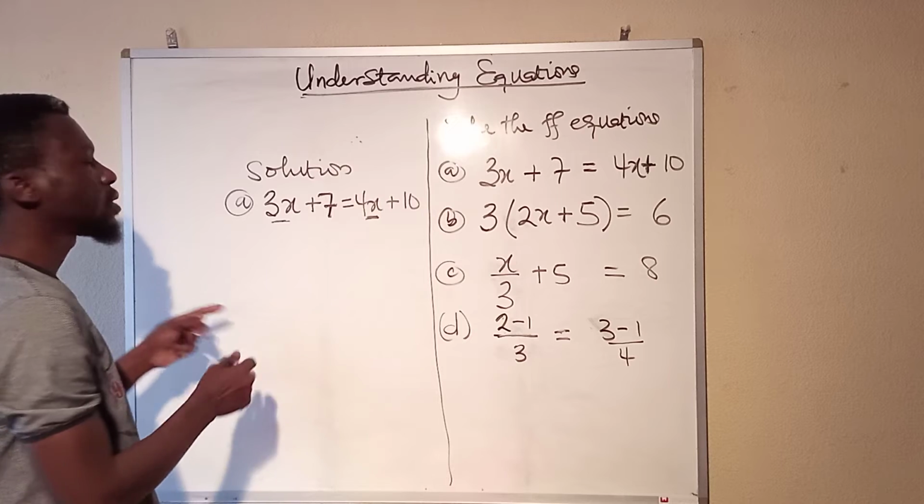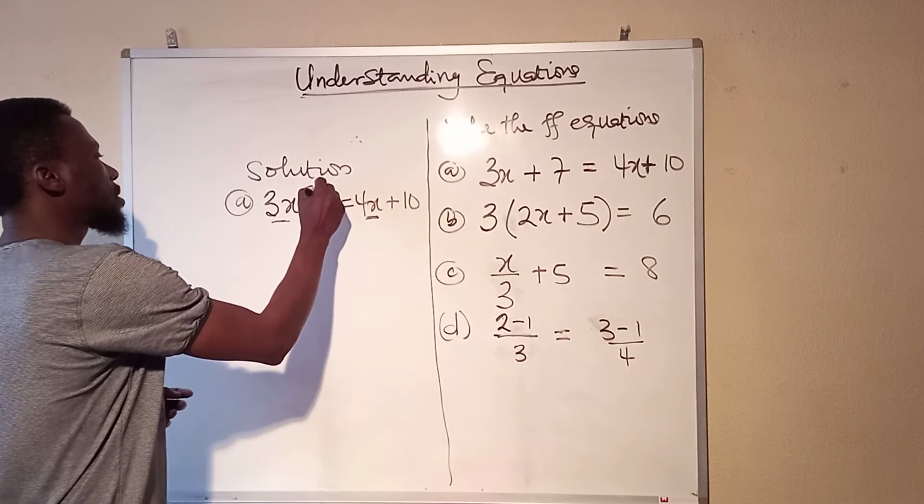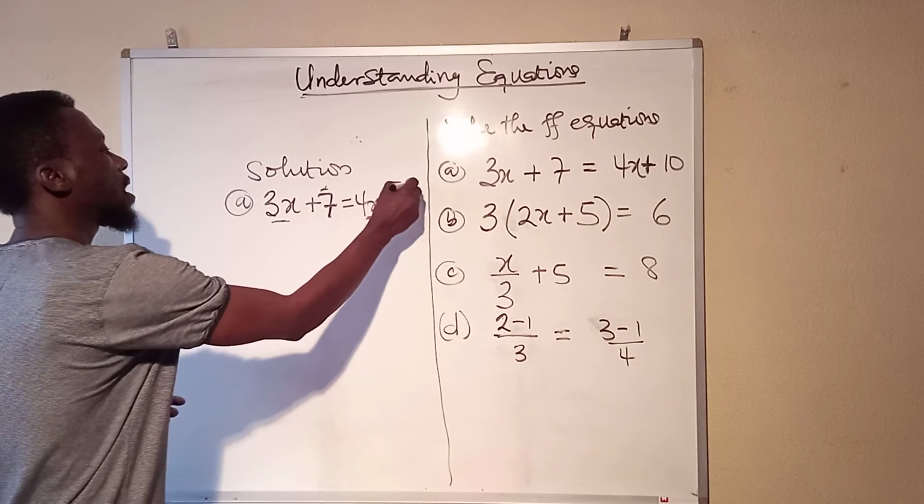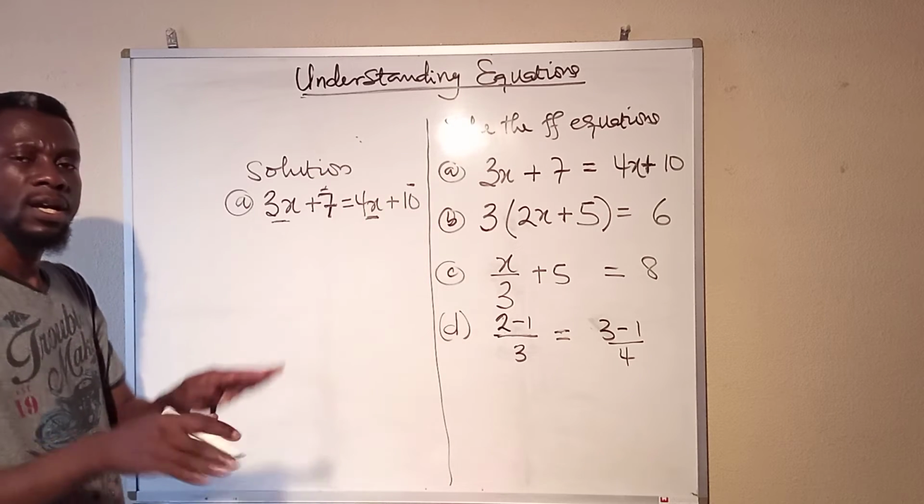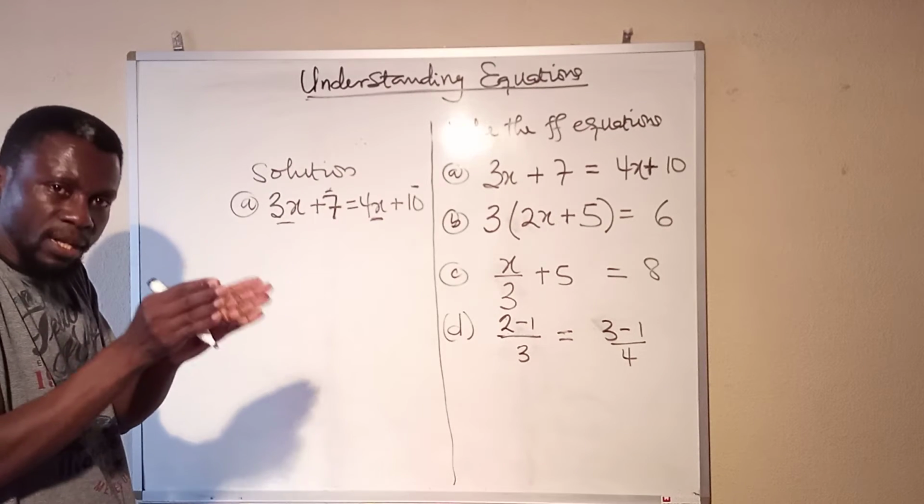So what you're going to do is you're going to group like terms. Now we can also see that these 7 here and these 10 are what? Whole numbers. They also need to be at one side of the equal sign so that the equal sign will be between them. All right.